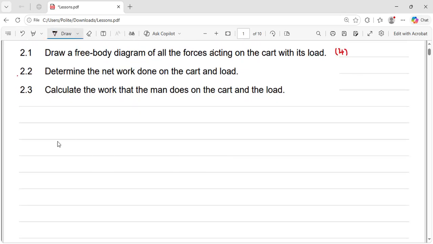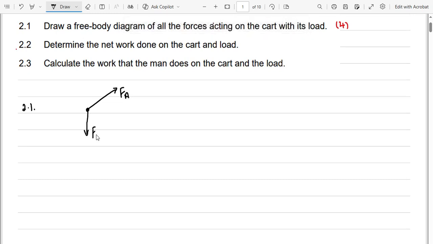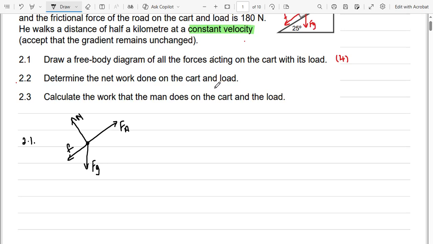Okay, so to answer that question 2.1, I'm going to have a force, which is the force applied, and we also have a force that is going down. Let me just do this. Okay, this will be my Fg. And then we have a normal force, which is perpendicular to the surface, and a force that is opposite to the applied force, which is friction.